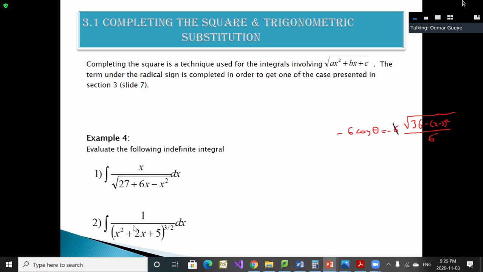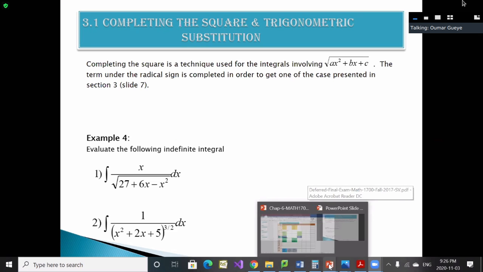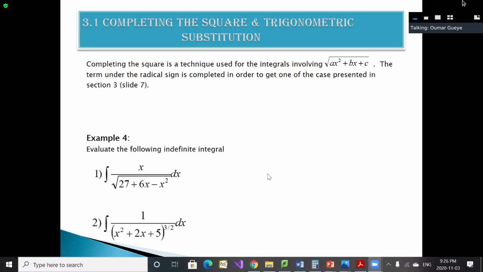So you need first to complete the square, and when you finish it, as I told you, you will always get either the summation of 2 squares or the difference of 2 squares. And in both situations, you can use the trig substitutions. All right. So now let's see how to complete the square in this case.